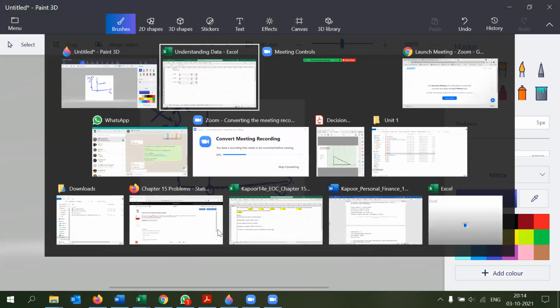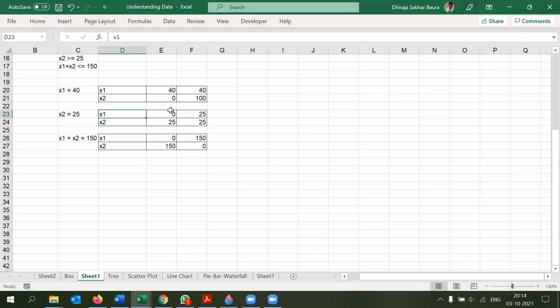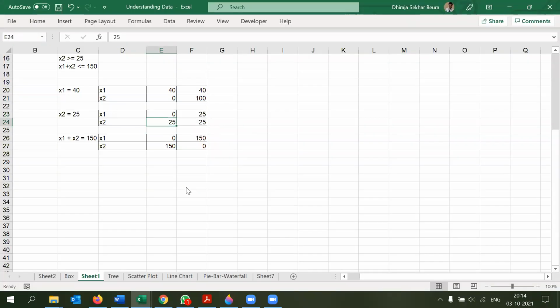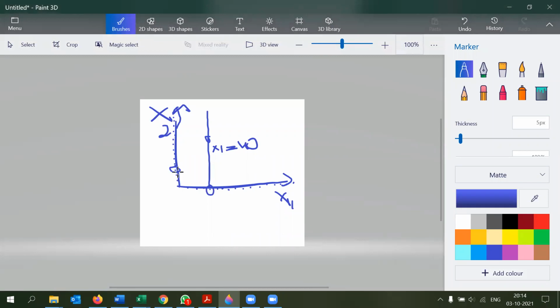Then let's go to the next equation, that is x1 and x2, (0, 25) and (25, 25). Let's focus on the (0, 25). Where does it lie? 0 is for x1, so we are not going anywhere other than the x2 axis. Here is the point. X2 is 25. Let's find 25. Here is the 25 point. So this point lies here. Make sense?